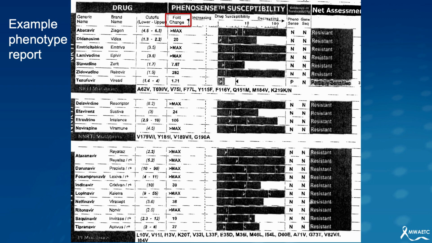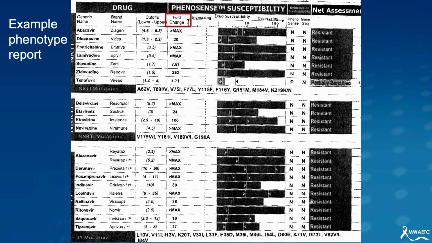Here's another example of a report. This is actually a type of test that shows you both the phenotype and the genotype. So you can see NRTI, NNRTI, and PR mutations, protease mutations. And you can imagine how if you see a long list of mutations like this, it's hard to interpret.